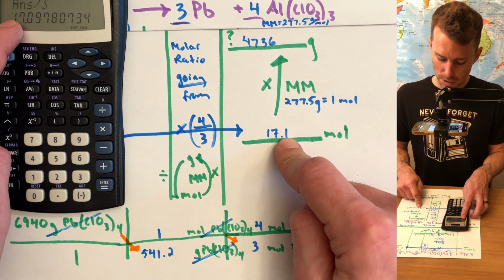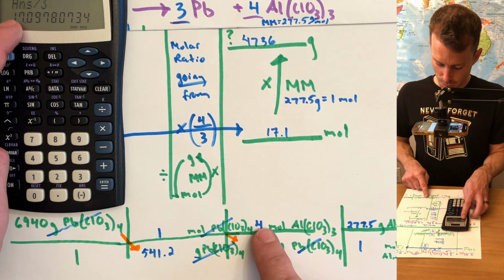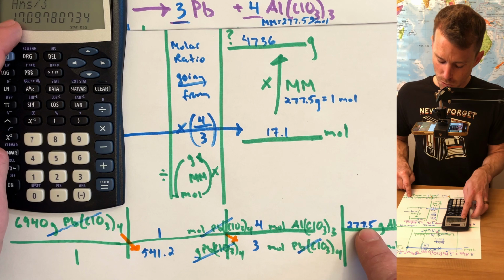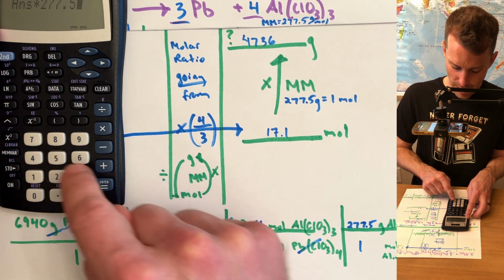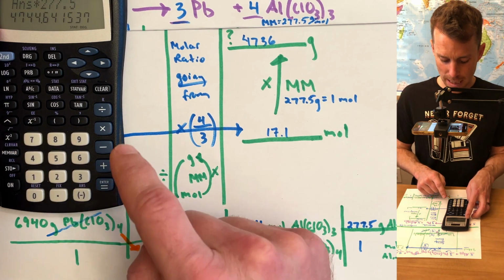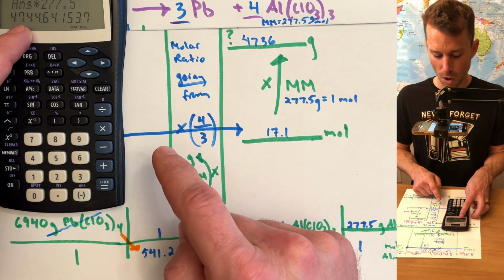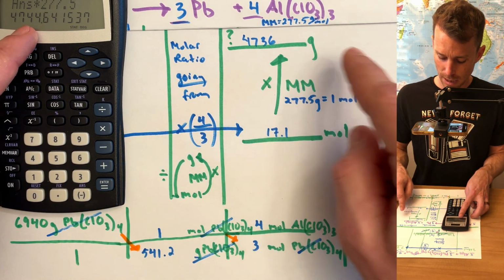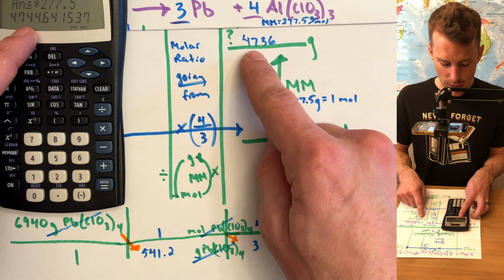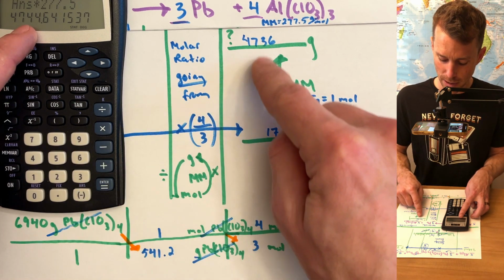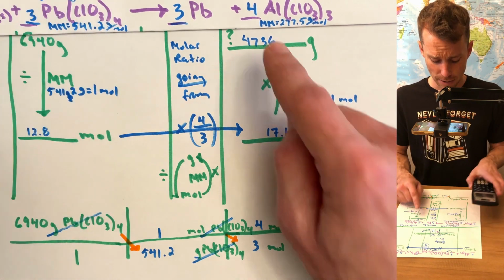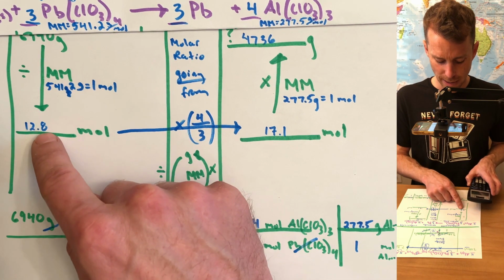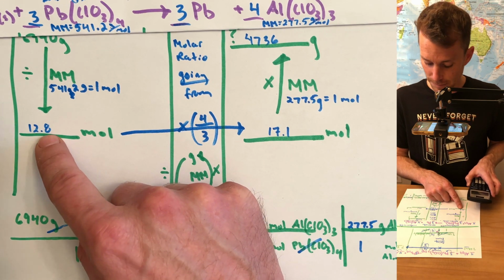Now we need to get from moles aluminum chlorate to grams. So we're going to multiply by 277.5 because it's on the top. So multiply by 277.5 and voila, there we are, 4744.6. And we put down 47. We rounded a little bit early on, so our number's slightly different, but same one if I had not rounded my first number. I think I rounded this one right here if I remember correctly.